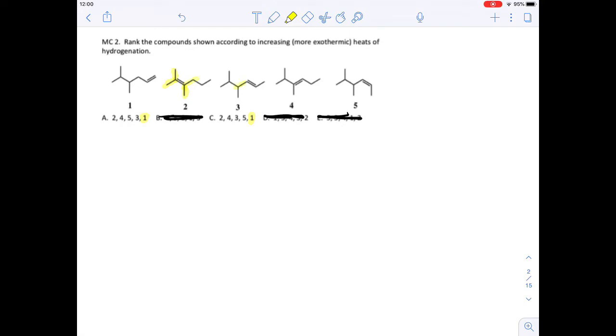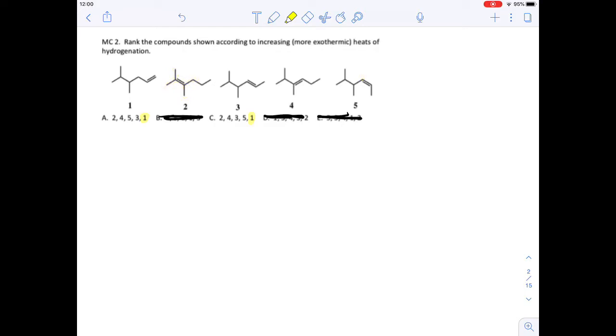When you look at 3, this one has 1 carbon chain and an H, so that's already less substituted. 4, same thing, you have an H coming off here, so that's less substituted. 5, you have 2 H's coming off, so that's less substituted as well. So 2 is going to be our first number, and we can see that both A and C have 2 first, so we can't do any eliminating yet. So let's just keep going.